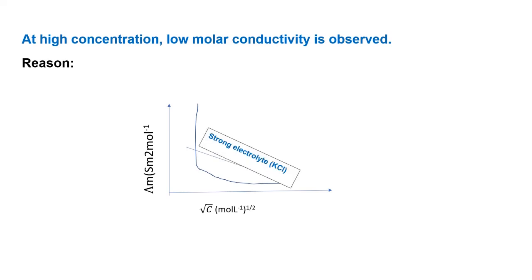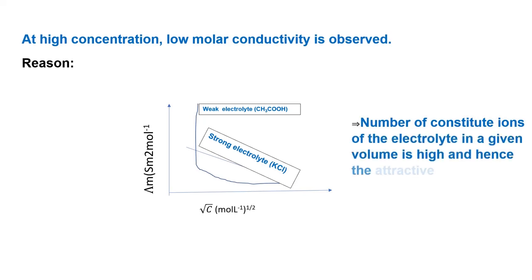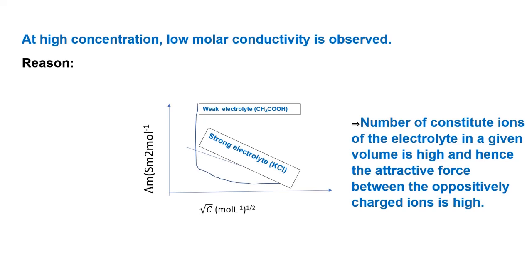So the molar conductivity slowly increases when the dilution increases. At higher concentration, the molar conductivity is very low. The reason is that at higher concentration, the number of constituent ions, for example sodium chloride, which contains Na+ and Cl- ions, in the given volume, for example 1 liter, is high, and hence they are very close to each other. As a result, the attractive force between the oppositely charged ions is high.